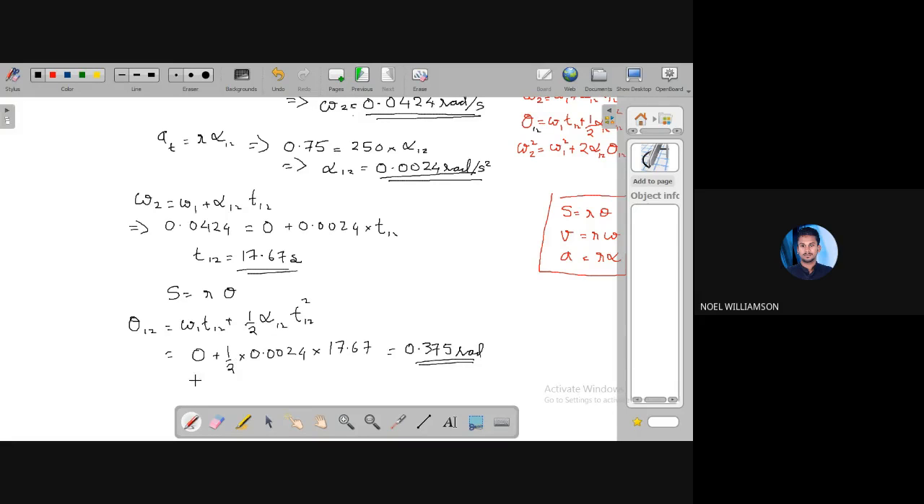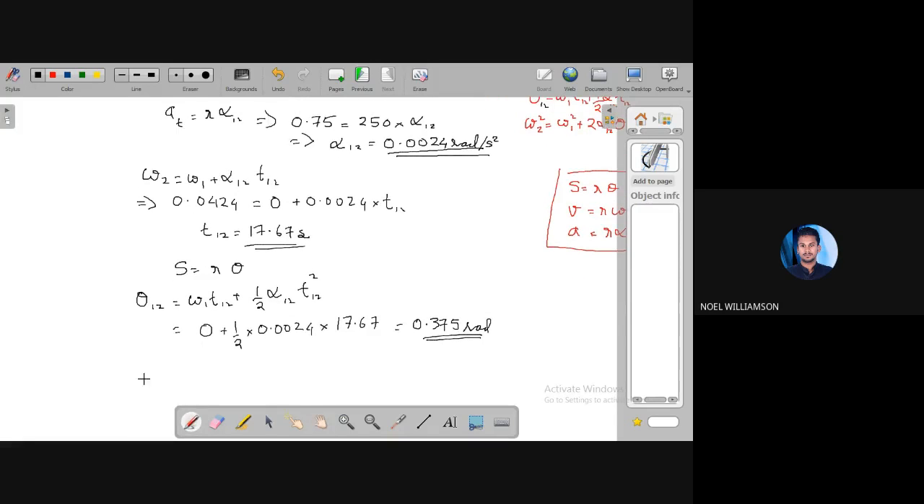Now just substitute the value for s. Therefore s equal to r into theta 12, where r is 250, so 250 into 0.375, which is 93.75 meters. So this is the final answer. So these are the final answers: the time required t12, and also the distance, 93.75.